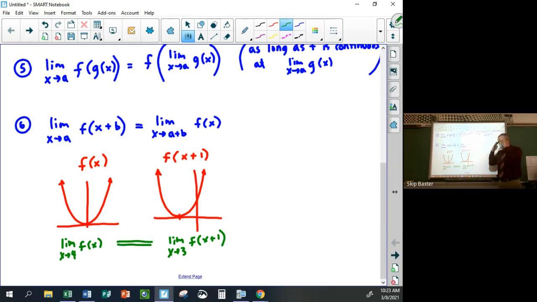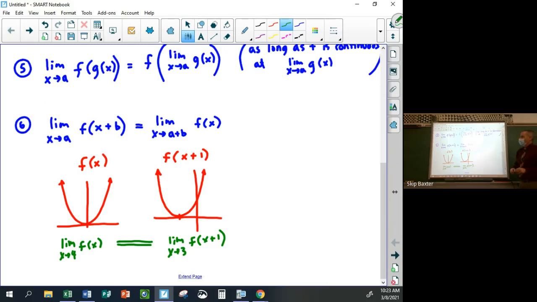Just by virtue of having a horizontal translation, we're moving one to the left. So it makes sense that to calculate the limit, you just move one to the left, or one to the right, and you calculate the y value at that point. That kind of makes sense?